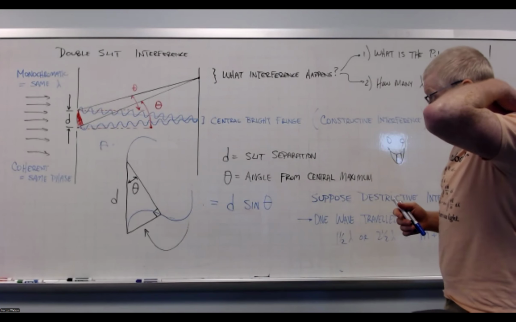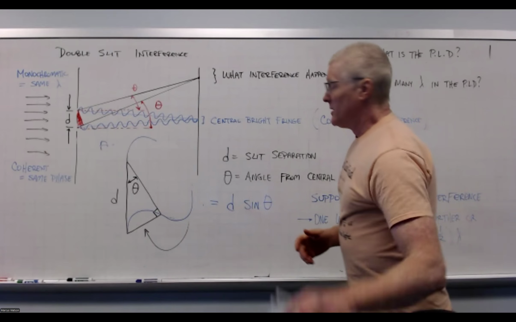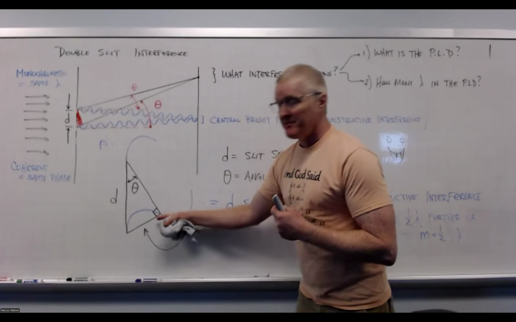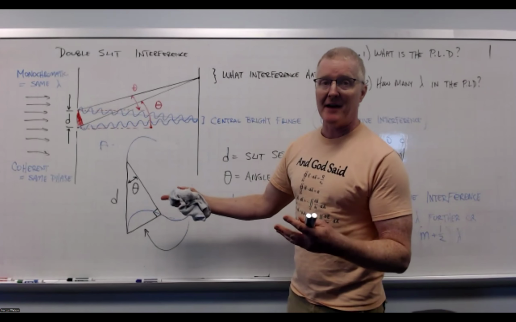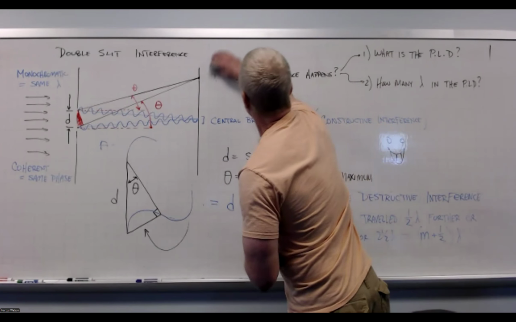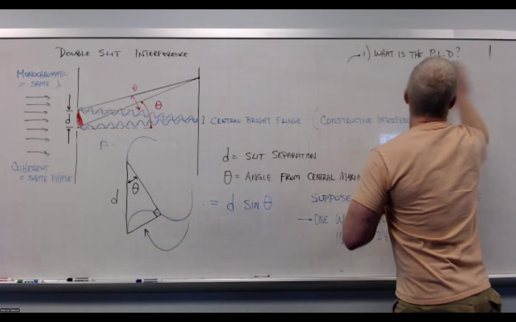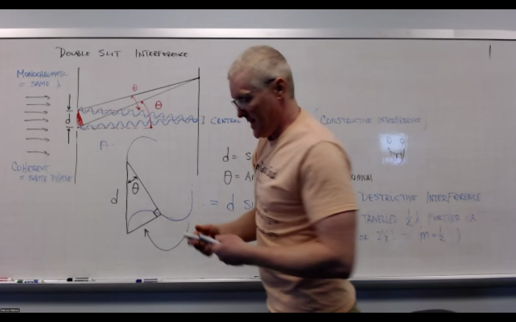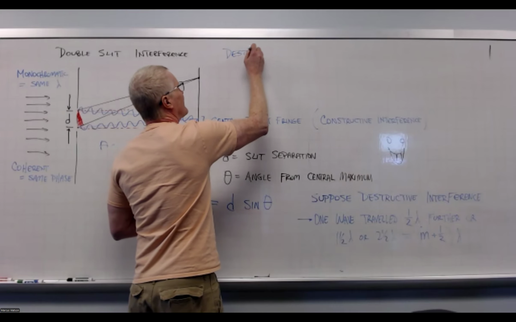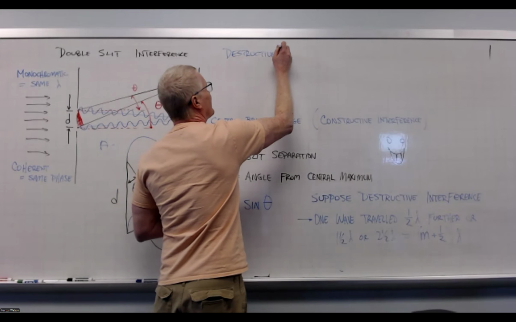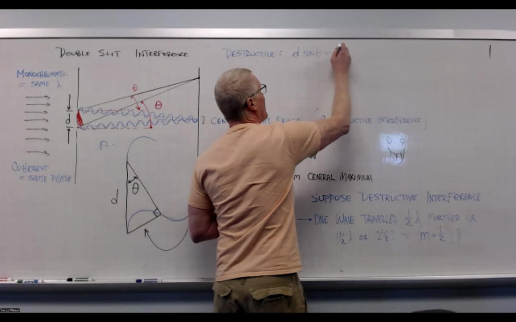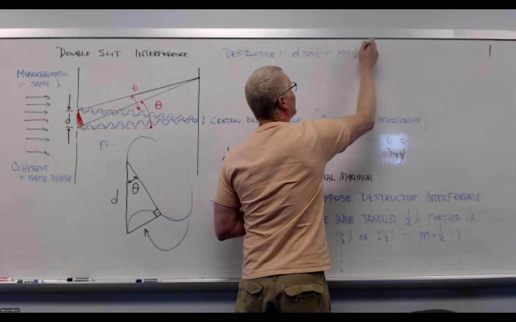Okay, so if we have destructive interference, then we know that d sine theta, which is this distance, must equal some integer plus a half of a wavelength. All right, so we're going to go here, and we're going to ask, okay, if it's destructive, then d times the sine of theta should equal m plus 1/2 times lambda.